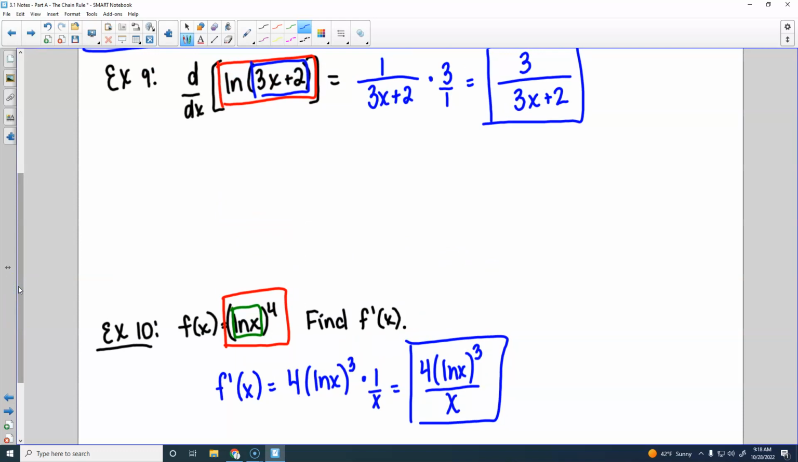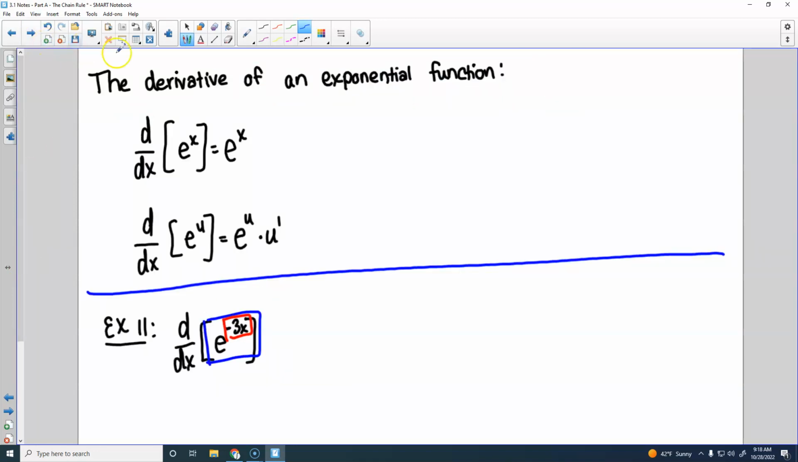All right, the other ones we have to do are e's. And e's are pretty easy because the derivative of an exponential function is itself, right? So the derivative of e to the x is e to the x. Well, if we update that, where instead of e to the x we have a u right here, then the derivative is still just itself, e to the u, but you must multiply by this u prime right here, which is the derivative of u.